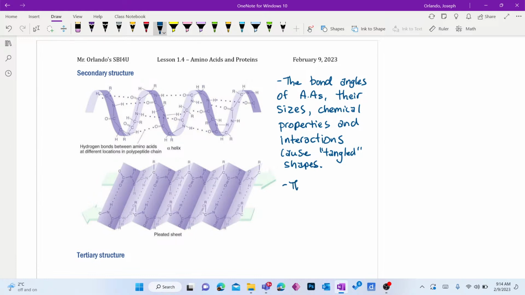There are two very common ones, though lots of less common ones. And they are the alpha helix, alpha helices, and the beta pleated sheet. It should have just said pleated sheet, but I was always taught beta pleated sheet, so I'm going to throw that in there. These can be either coiled. That looks like coiled.